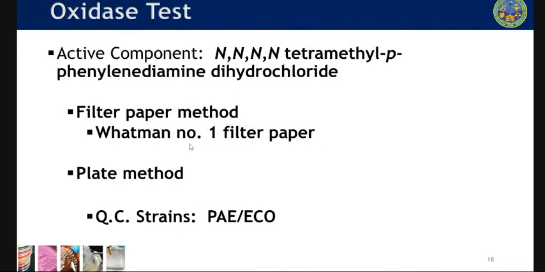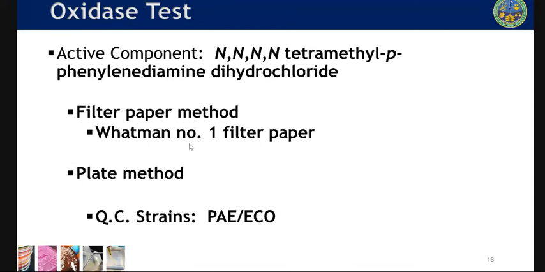Enterobacteriaceae. So the active component of the reagent, Kovacs reagent, is N,N,N',N'-tetramethyl-p-phenylenediamine dihydrochloride. And then you have two methods under the oxidase test. You have the filter paper method. You smear a colony on the filter paper, wet first with saline, and then smear with a colony of the microorganism and then add Kovacs reagent. If the colony or the paper turns purple, then that would be positive. If it is not turning purple or is still colorless, then that would be negative.